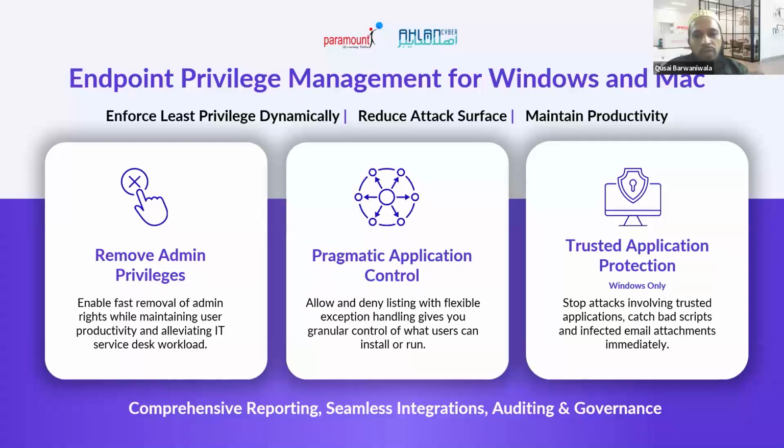Now, what we talk about when we talk about trusted application protection, the focus is on ensuring that if there are attacks which involve trusted applications like the Microsoft applications, Word, Excel, PowerPoint, and so on, you want to catch if there are scripts which are running, there are macros which are running. If there are infected email attachments, the moment you click on them, even while you're previewing them, sometimes you're at the risk of executing a malware. So we want to ensure that we have all of these important areas covered. And of course, the solution should then provide appropriate reporting, seamless integrations, and provide appropriate governance or audit.